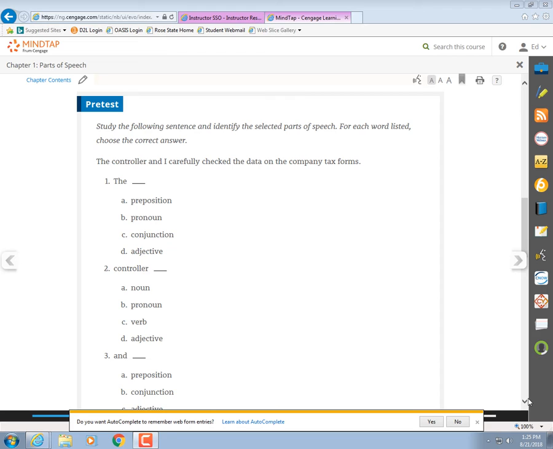We're going to begin with the pre-test at the beginning of the chapter. The controller and I carefully check the data on the company tax forms. Okay, the word "the" is identified as what part of the speech? Is it a preposition, pronoun, conjunction, or an adjective? Okay, got a preposition. Anybody else?